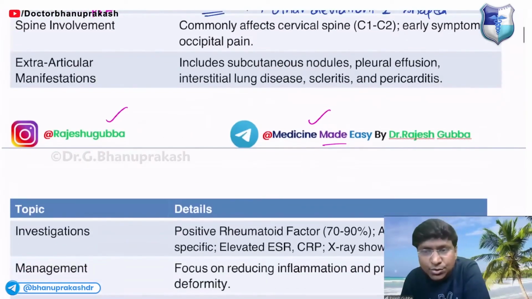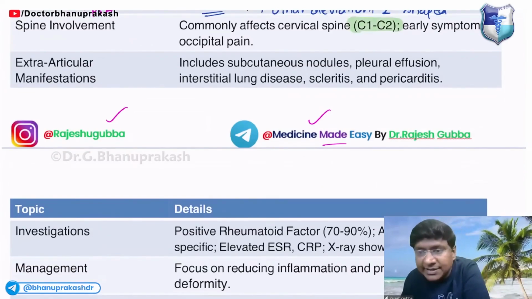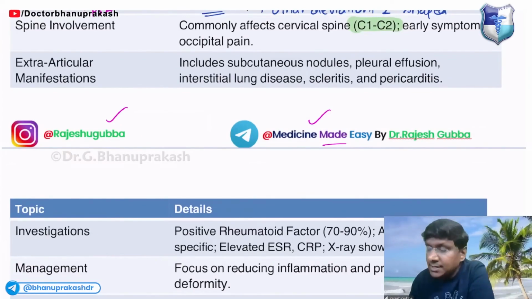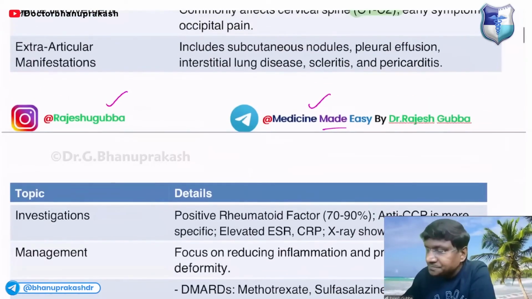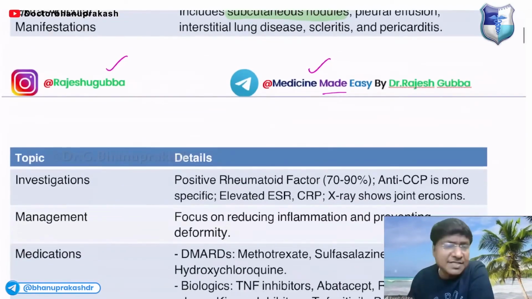And in rheumatoid arthritis, do you have spine involvement? Yes, spine involvement will also be there, mainly the cervical spine, that is C1 and C2. Whenever there is spine involvement, there can be atlantoaxial dislocation resulting in quadriparesis. Okay. And what is the most common extra-articular manifestation? The most common extra-articular manifestation is subcutaneous nodules, which are over the extensor aspect of the forearm. These subcutaneous nodules are painless, and multiple systems are affected.